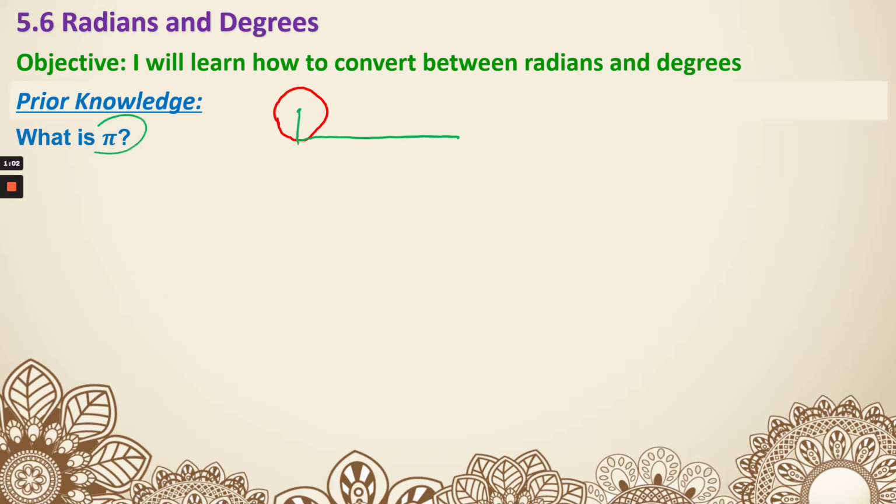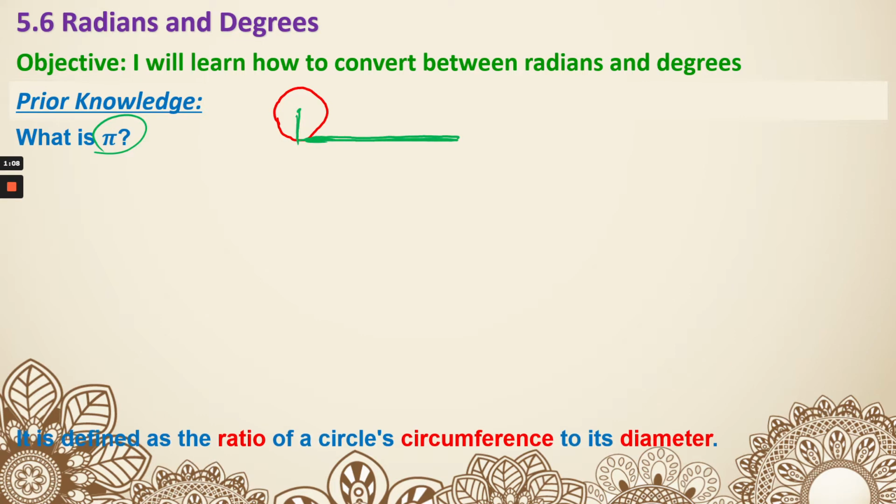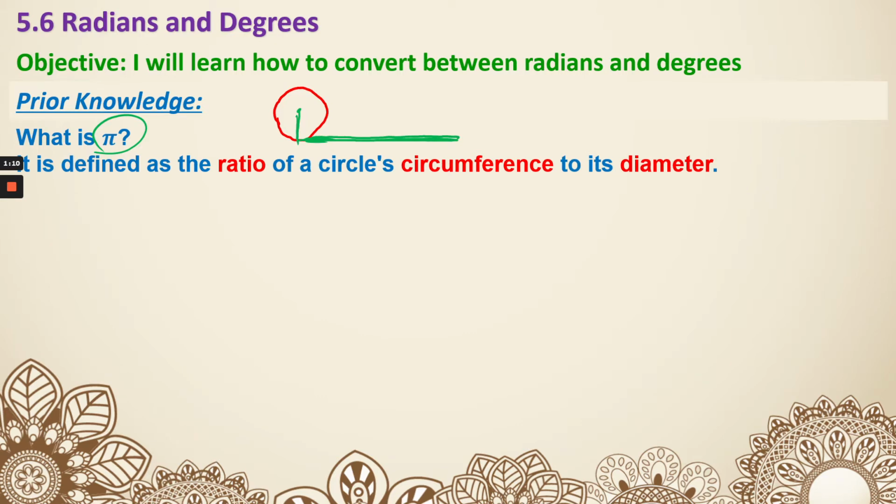So pi actually is related to how long this little string is compared to the radius. Pi is defined as the ratio of a circle's circumference to its diameter. Diameter is just 2r, twice the radius. So it is about the radius, or you can think of it as about the diameter. Either way, how many of the radii are there in the whole circle? That's how pi is actually defined.